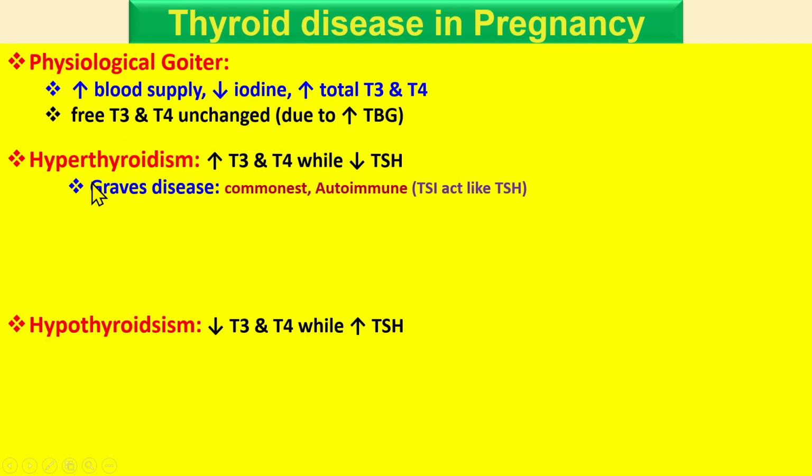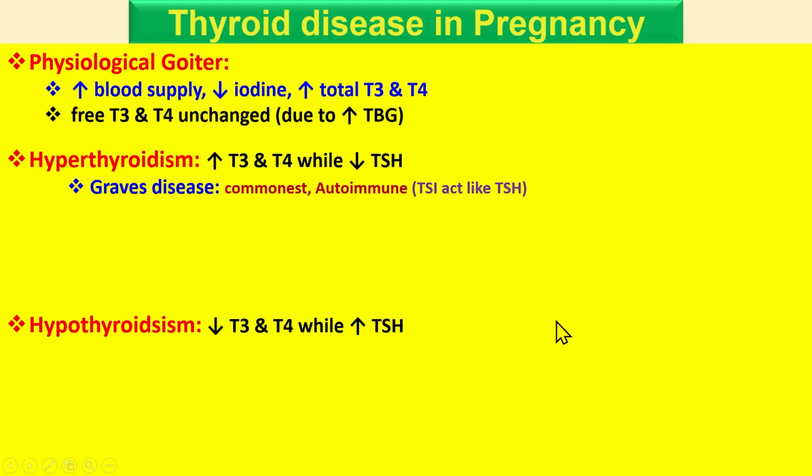Okay, so hyperthyroidism. There are different causes of hyperthyroidism, but one of the most important and common causes in pregnancy is Graves' disease. This is an autoimmune disease where thyroid stimulating immunoglobulins are present, which act like TSH. So they actually stimulate the thyroid, which causes hyperthyroidism: T3 and T4 levels are increasing, while the TSH level is going down.